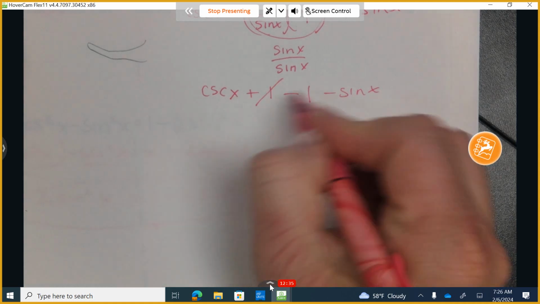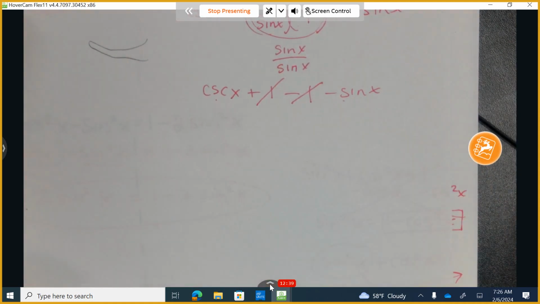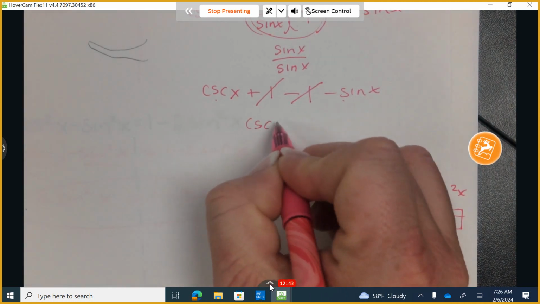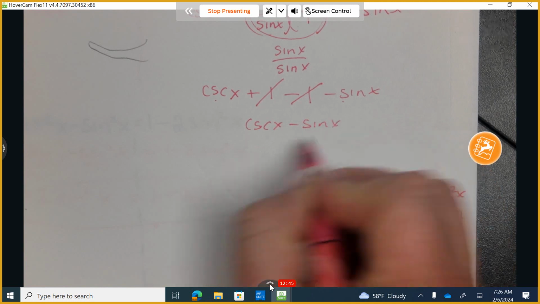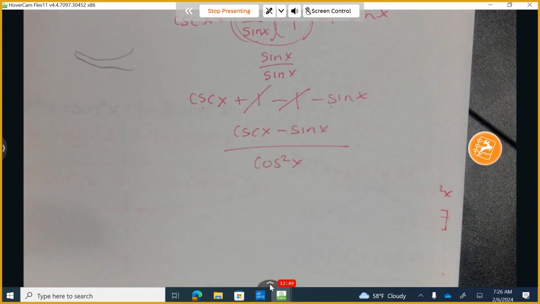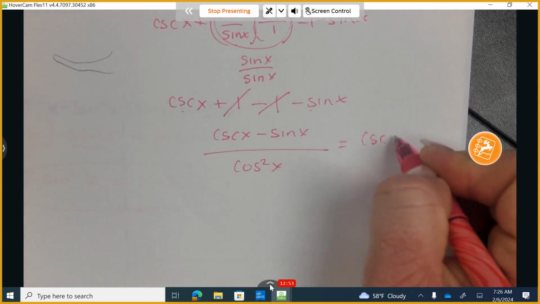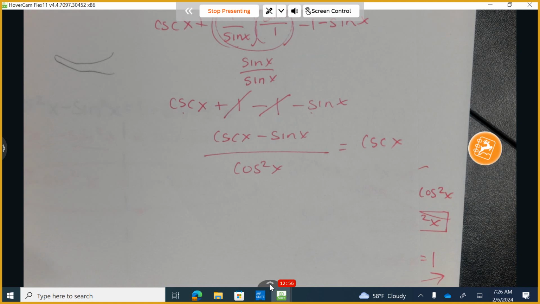All right, so these are additive inverses. So this is all in the numerator. So I have this, and I have this, and I have to figure out how to put these together. So I have the cosecant of x minus the sine of x, and we know in the denominator we have cosine squared. Now, what do we want this to equal in the end? We want it to equal just the cosine of x. Am I correct? Yes, kiddos?